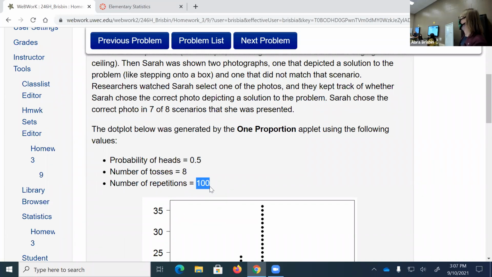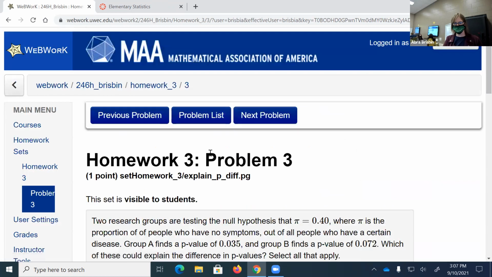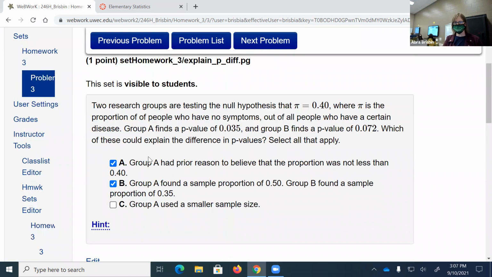Other questions about homework 3? Problem 3. Oh, good. So this is a problem that directly relates to the video that you watched before class today. We have 2 research groups that were testing the same null hypothesis, that pi equals 0.4, but they found different p-values. And we want to figure out which options could explain the difference in p-values.